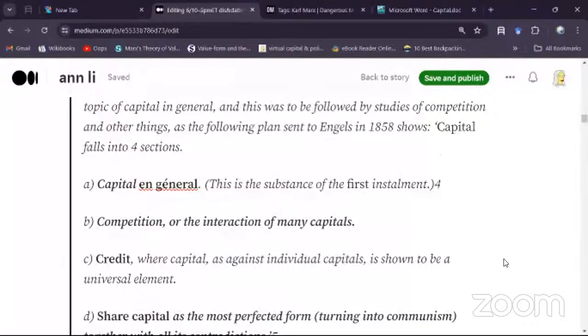Number 2, competition, or the interaction of many capitals. There's no one capital, or there's capital in general, and then it is all these sub things: merchant capital, industrial capital, finance capital, etc. Number 3, credit, where capital as against individual capitals is shown to be a universal element. This credit, as Graeber sort of is dealing with in his book on debt, the first 5,000 years, you don't have credit without debt. It's a big pain in the ass, but it is number 3.